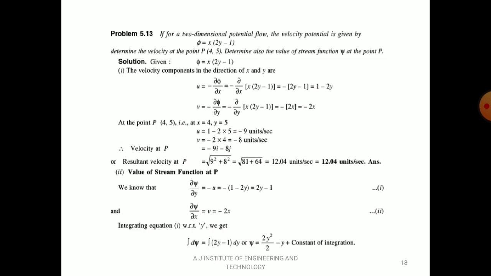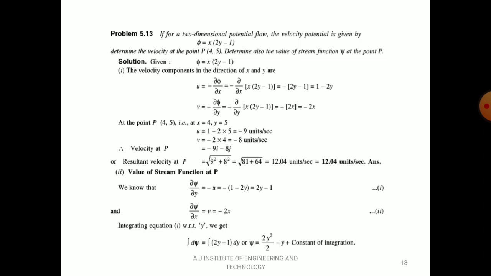So the resultant velocity at P, similar to the previous problem, is equal to square root of u square plus v square. So that is equal to square root of 81 plus 64, that is equal to 12.04 units per second. That's the answer for resultant velocity. Next, one more thing is given in the question: also determine the value of stream function xi at the point P.